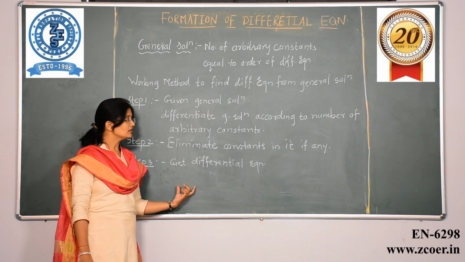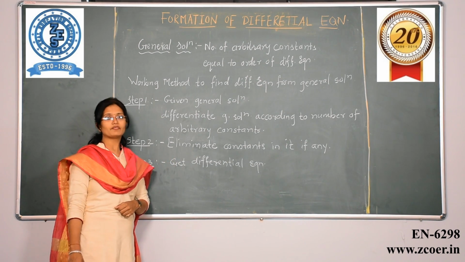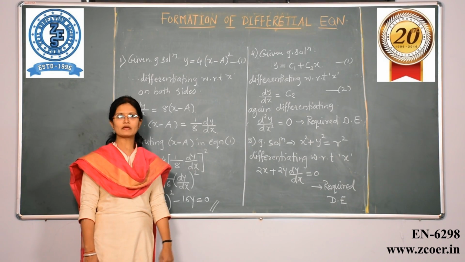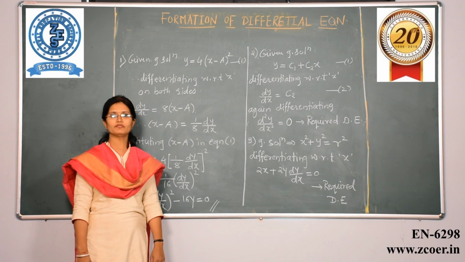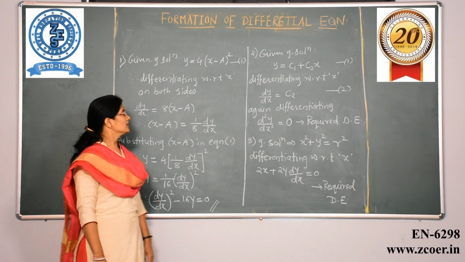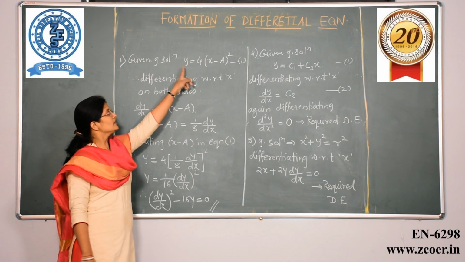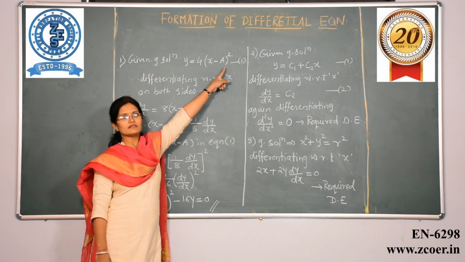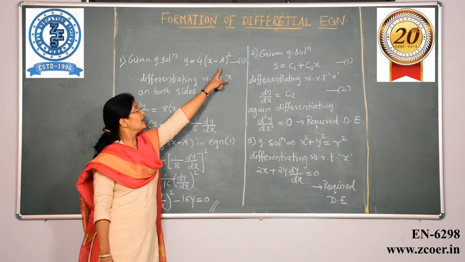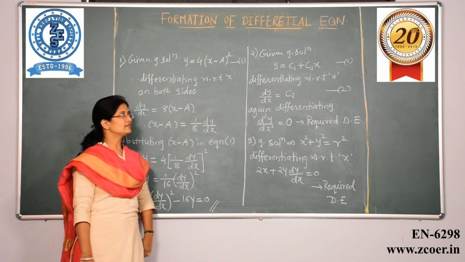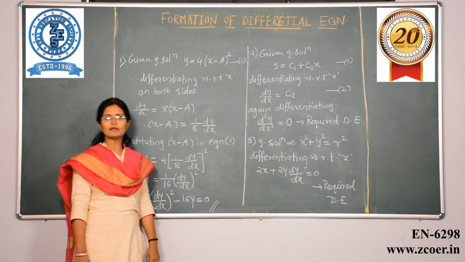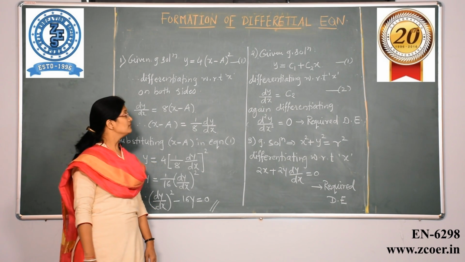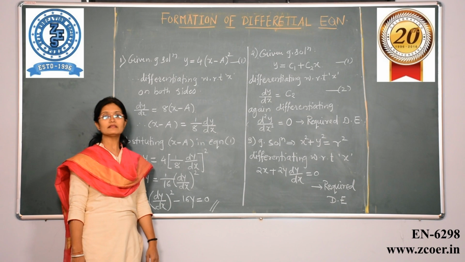So this is the working method to find the differential equation from the solution. Now we are going to see a few examples to form the differential equation from the given general solution. Consider the first example, where you are given the general solution y equals 4 times (x minus a) the whole square, where a is the arbitrary constant present in it. Since there is only one arbitrary constant, we have to differentiate this general solution only once with respect to the independent variable, that is x.